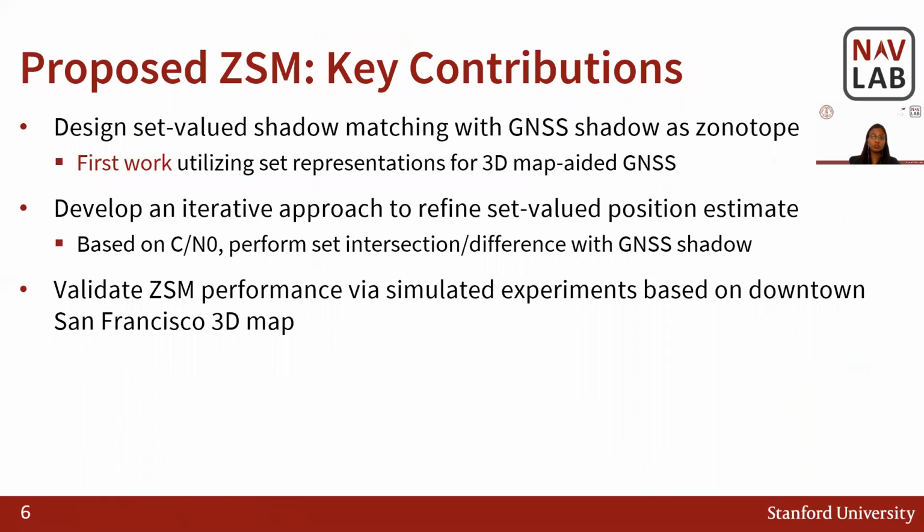The key contributions of this work are listed here. Firstly, we design set-valued shadow matching with GNSS shadows as zonotopes. Second, we develop an iterative approach to refine set-valued position estimate by performing set intersection or difference with GNSS shadow, which is judged based on the CN0 values. Third, we validate ZSM performance using simulated experiments based on downtown San Francisco 3D map. To our knowledge, this is the first work utilizing set representations for 3D map-aided GNSS.